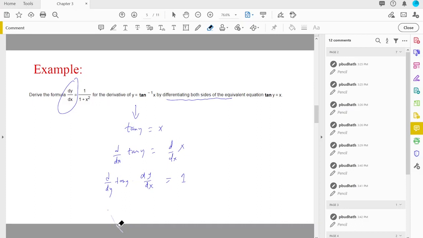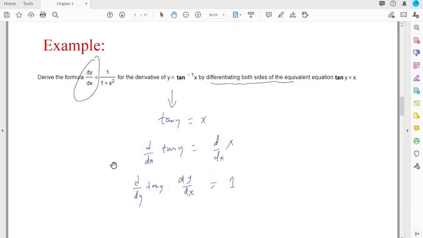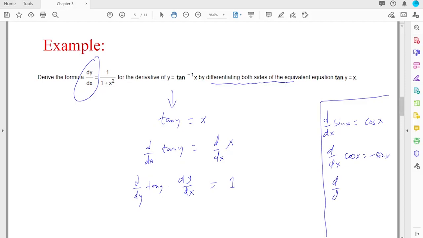What is the derivative of tan y with respect to y? We know the derivative of trigonometric functions. If we don't, then we need to review that. Let me give you a quick review. The derivative of sine x is cosine of x. The derivative of cosine of x is negative sine x. The derivative of tangent of x is secant square x. So that's what I'm going to use here. The derivative of tangent of y is secant square y, dy over dx equals 1.